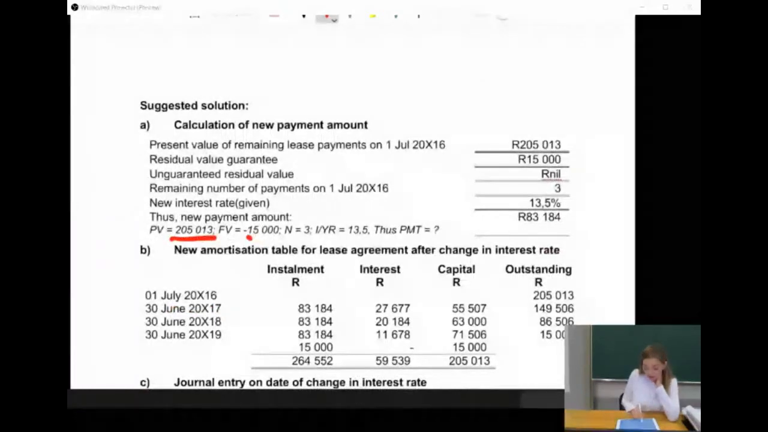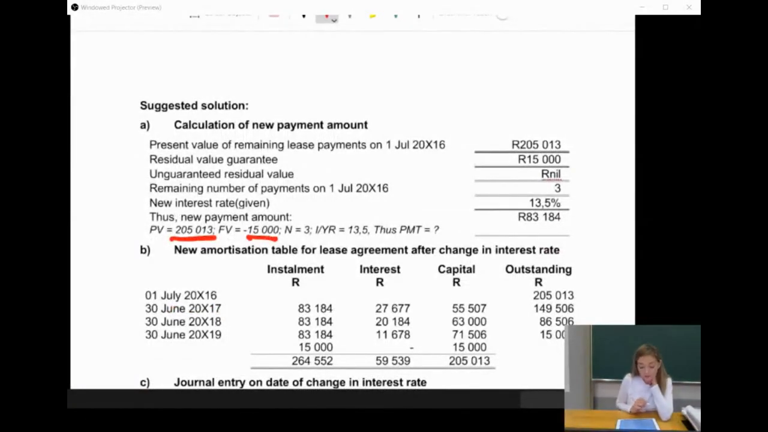The future value is still the 15,000, which is the residual value guarantee. Our remaining lease term is 3 years. There's only 3 years remaining of this lease term. And we have our new interest rate implicit in the lease, that's linked to the prime lending rate. And that gives us now our new payment amount.